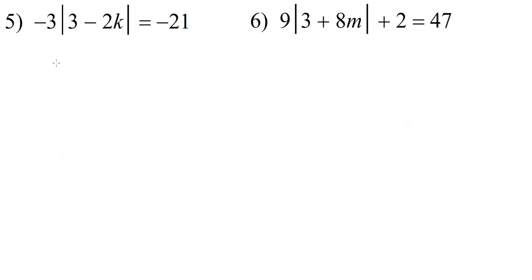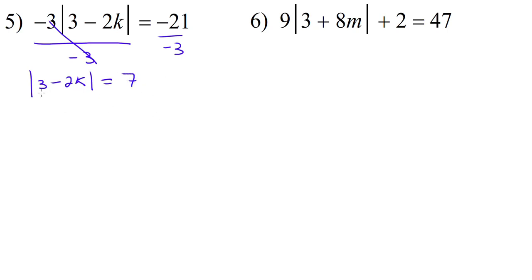All right, now in number 5, we have negative 3 times the absolute value of 3 minus 2k equals negative 21. Once again, we need to isolate our absolute value, so we need to get rid of this negative 3, which is multiplying. Therefore, we have to divide both sides by negative 3. So on the left, we end up with the absolute value of 3 minus 2k equals, and negative 21 divided by negative 3 is positive 7.